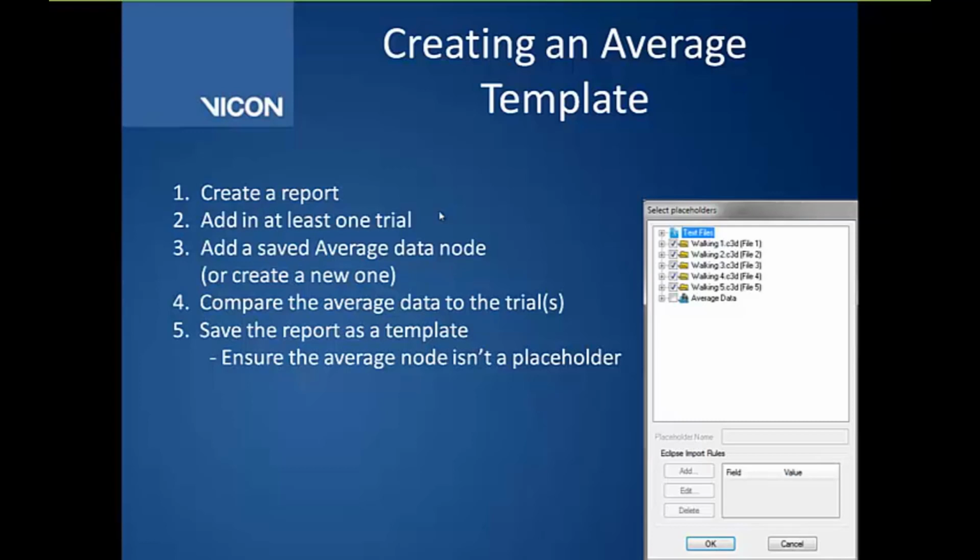And so how you do that is you have to have a report with at least one trial in it, and then you're going to add in or create a new average data node, which we learned about last time, but we'll go over again. And then we're going to make a comparison between the average data and the trial, save that as a report, and then once we go ahead and open that back up, it'll be waiting for us. The only catch is you want to make sure that if you've got the average data set that you're interested in comparing to, it's not a placeholder. That way it doesn't get replaced with any other files.